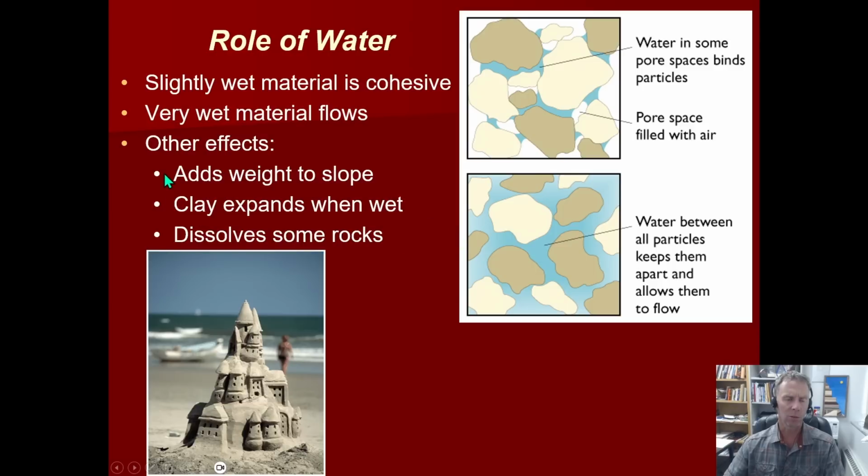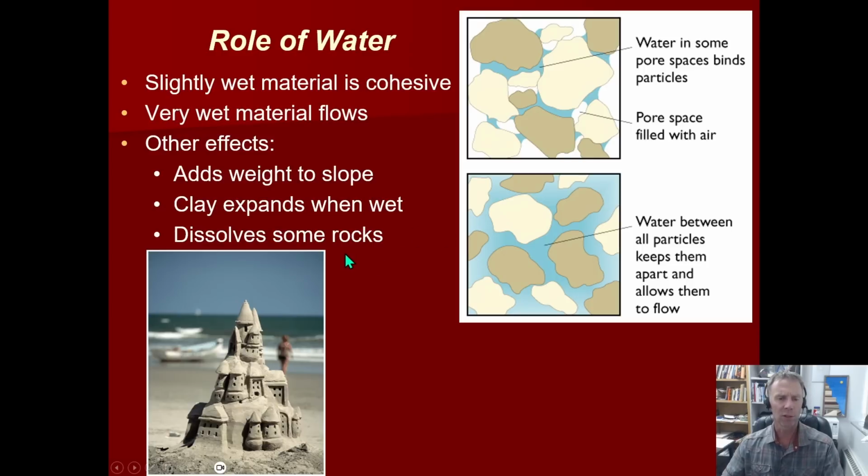Some other effects related to water. Water is heavy. Water adds a lot of weight to the slope, which can be an important factor when we're looking at slope stability. Certain materials like clay actually expand when they're wet, and so they can decrease slope stability to some degree. And then depending on the type of rocks you have and some of the chemical properties of the water, we also know, looking at one of our previous episodes on chemical weathering, that you can actually dissolve some rocks as well. And so you can cause rocks to chemically weather depending on some of the exact properties there.